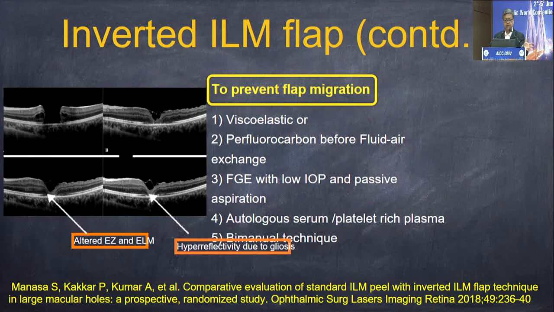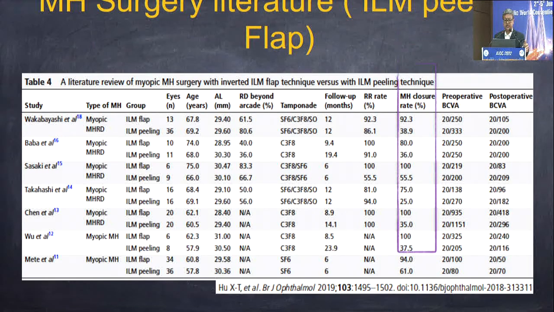Sometimes, in spite of doing inverted ILM peeling, we have to use viscoelastic or perfluorocarbon in order to make the flap stay till the fluid-gas exchange is done. If you look at the study comparing myopic macular hole with flap technique versus peeling technique, there is a lot of difference in outcome. It suggests that if you want to do peeling in cases of macular hole with or without RD in myopic patients, the inverted flap technique gives a better result.